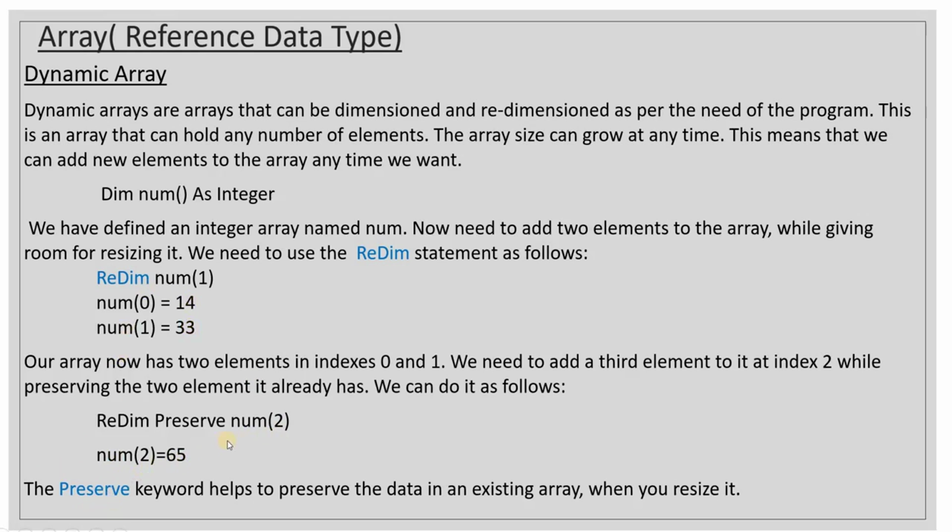Now our array has 3 elements at index 0, 1 and 2. At index 0, its value is 14. At index 1, its value is 33. And at index 2, its value is 65. Okay. I hope it is clear what a dynamic array is.